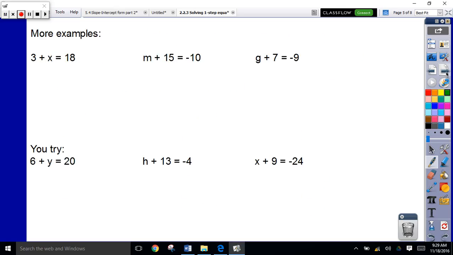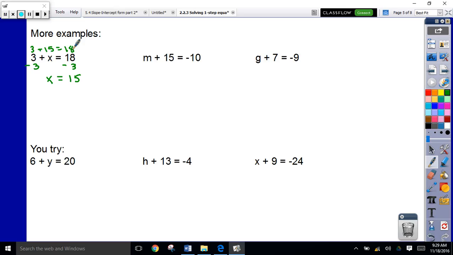Okay, some more examples. These I put up here because they look a little different. This one, the x is not first, it's second, but we still have a positive 3 that we have to get rid of. So we're still going to do the same thing. We're going to subtract 3 from both sides, and we're left with x. We bring down the equals. 18 minus 3 is 15. And we can check that. 3 plus 15 is 18.